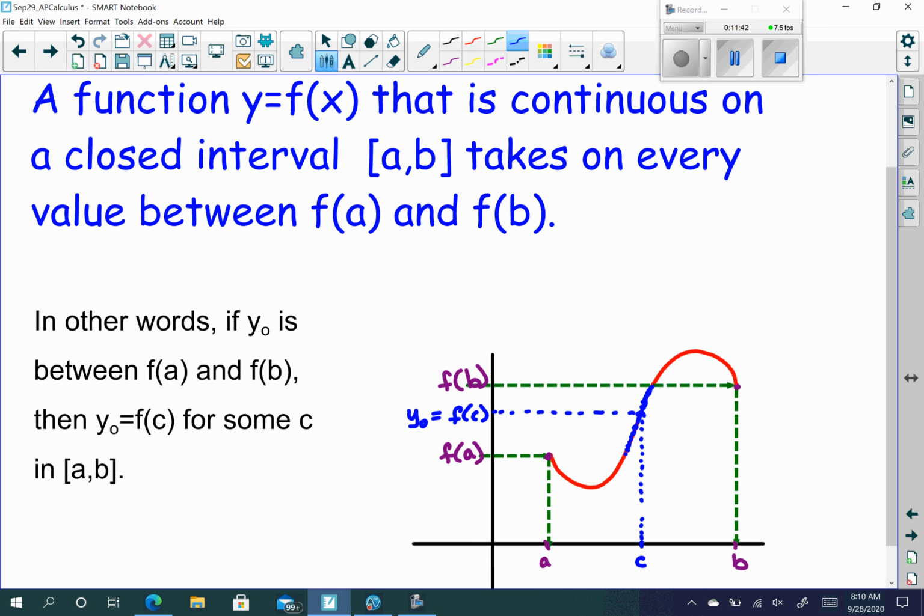So for any of these y values that are here in blue, all of those are going to show up between f of a and f of b, which kind of makes sense. We see that clearly. And then that tells me if I go straight down to the x-axis, I'm going to have some value in between a and b. It's never going to fall outside, but it will take on any value between f of a and f of b, and then I will definitely have a c value that's between a and b on the x-axis.